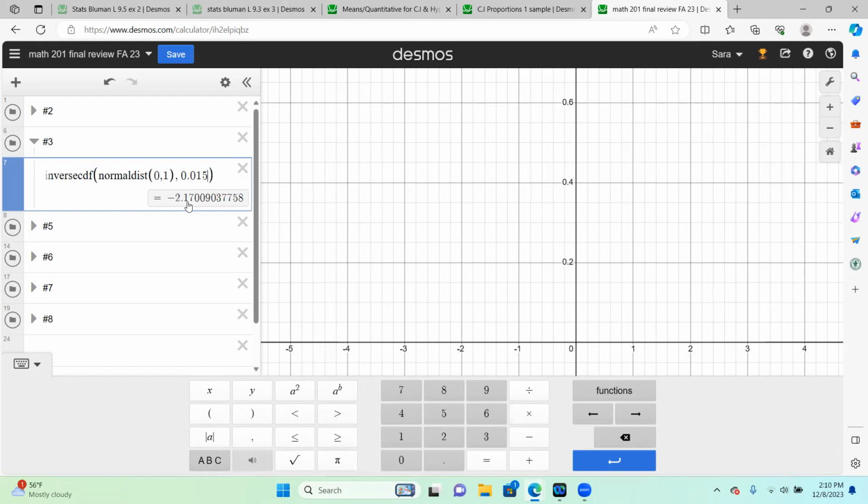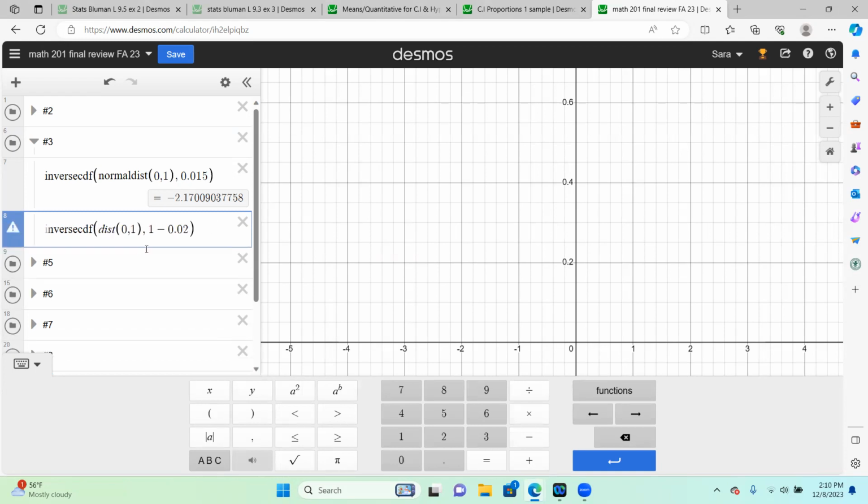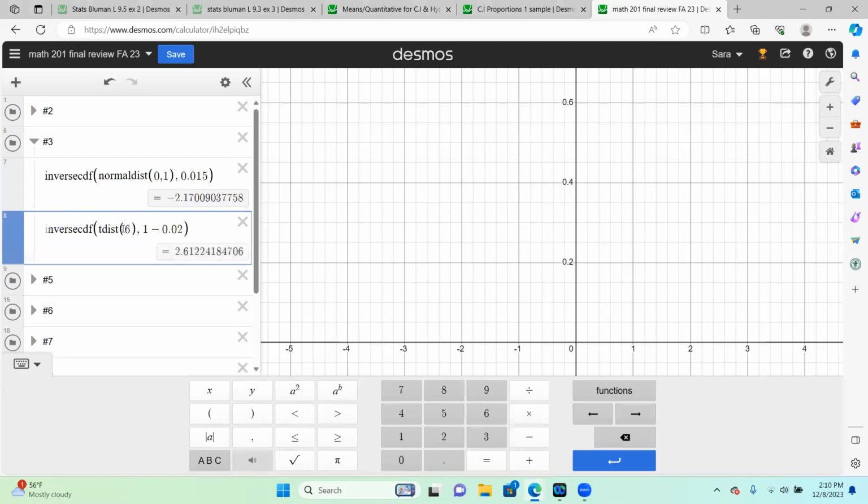And then for B, we have to do the 1 minus on this one. And so it's 1 minus 0.02. It's a positive t. So we have to also change to our t distribution on this one for part B. So t distribution, and we got to put in our degrees of freedom of 6 and the area. And so that t is 2.612.